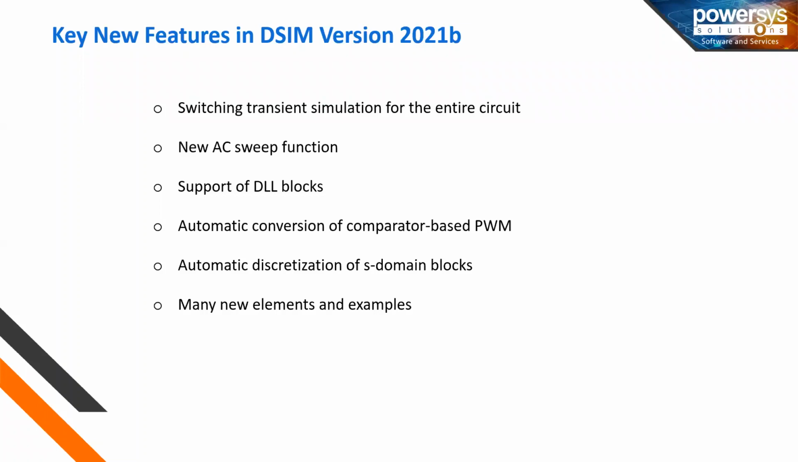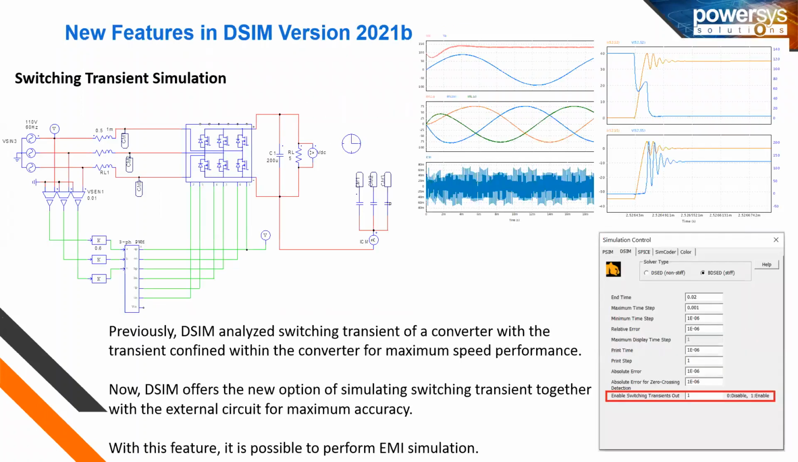So without any further delay, I'll show you a couple of things. One main feature is the switching transient simulation. As you see, this is a rectifier we have, where in the solver settings we added an option to enable switching transients. You can see that at the bottom. If it is 1, that means it is enabled. We are including the switching transients, and we can see the performance of the entire transients on your screen. This is what we offer as the new feature. With this, you can also perform the EMI simulation by running this.